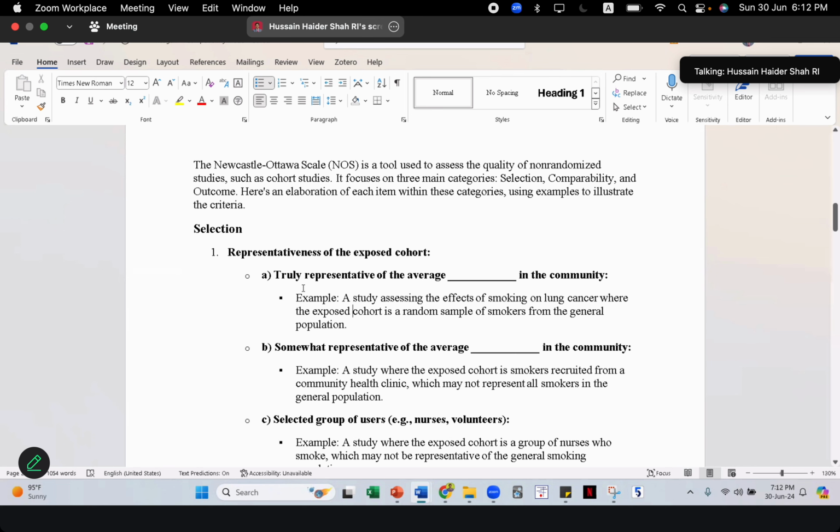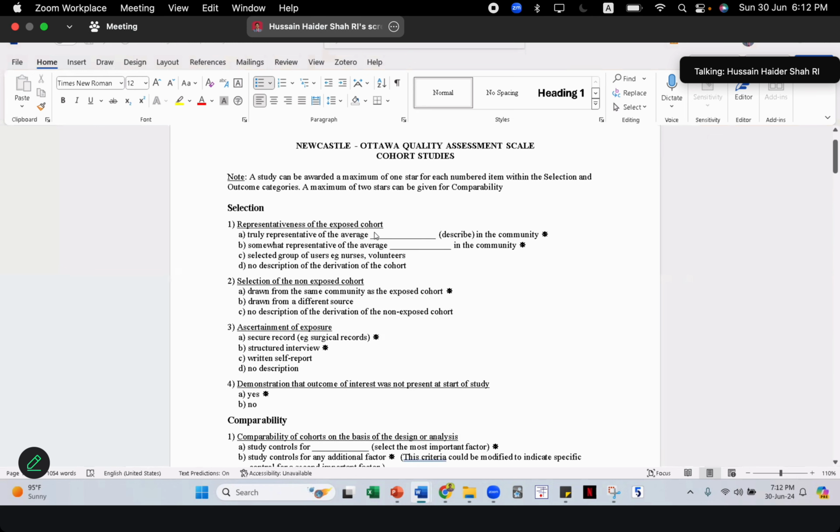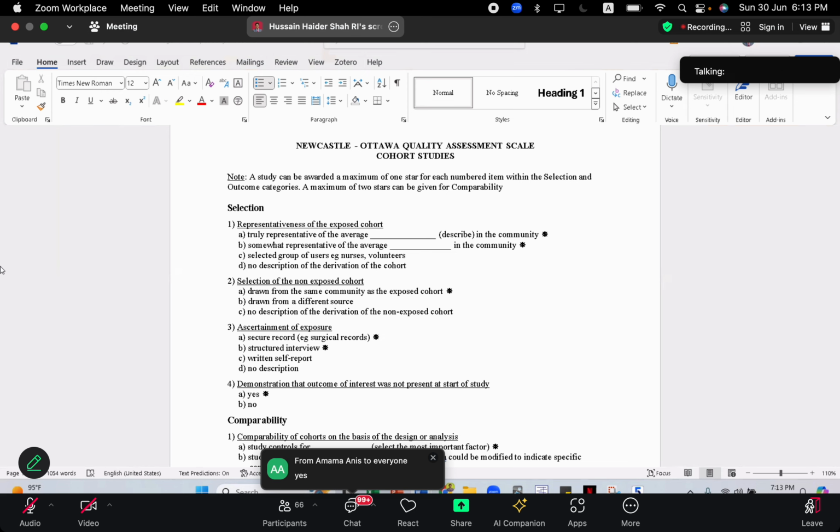Do you understand up till now? This was the first question in the scale. It was asking whether the exposed cohort is a true representative, that is, it is assessing the representativeness of the exposed cohort. The first question of the Newcastle Ottawa assessment scale. Do you understand it up till now, or do you want me to repeat it? Okay, repeat please. Okay, I will repeat.